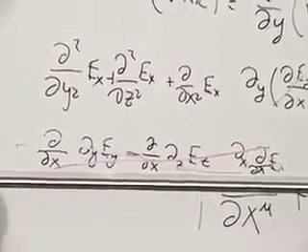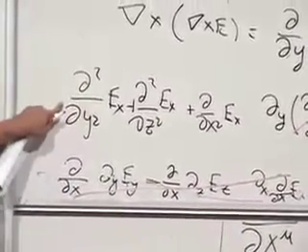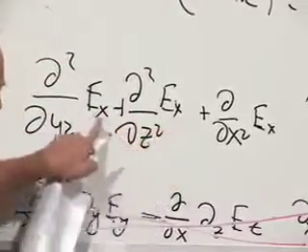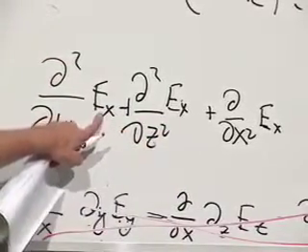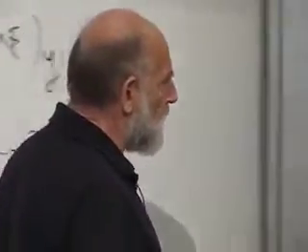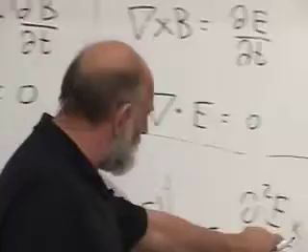What about this term? This is nice. The second derivative with respect to y squared, x squared, and z squared of the same quantity, Ex. Let's put it together now. What was it? Here's what we were doing.